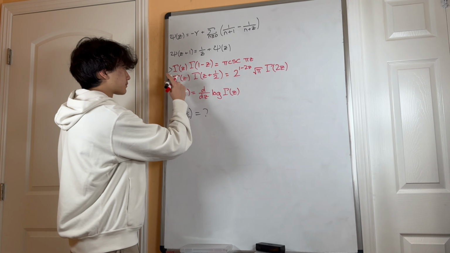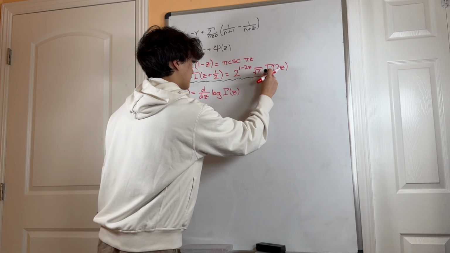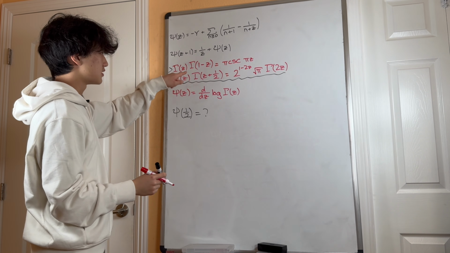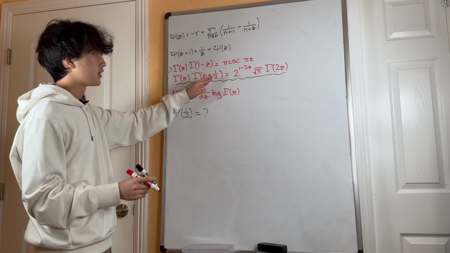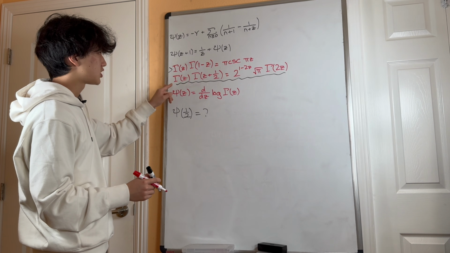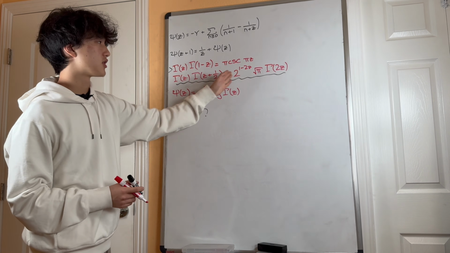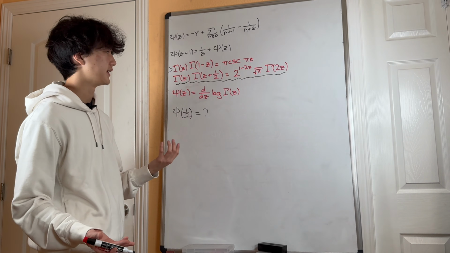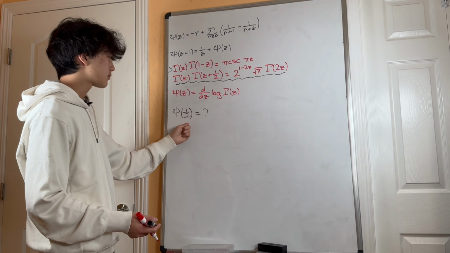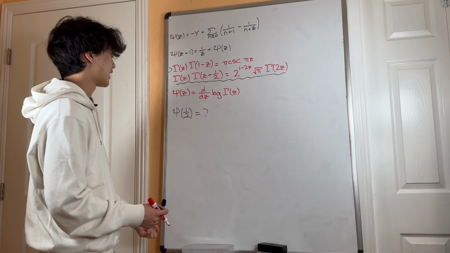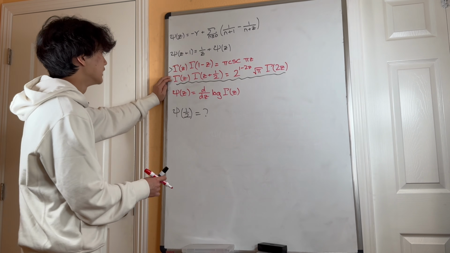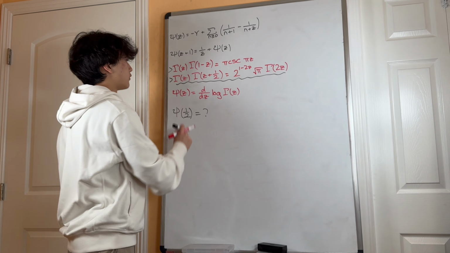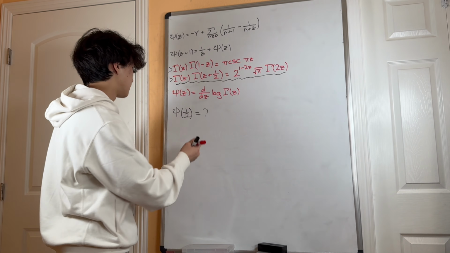Well, see here, in the Legendre duplication formula, we have this z plus 1/2 term. So what if we took this, rewrote it in terms of the digamma function, and then just plugged in numbers? That could probably help us find this digamma of 1/2. So let's start. Just like before, we're going to take the logarithm of both sides.